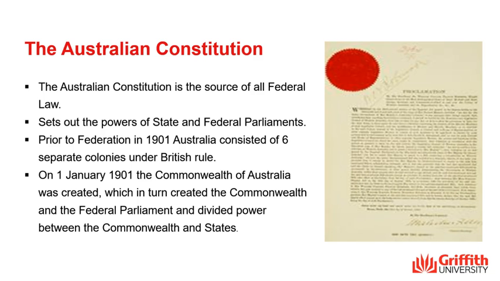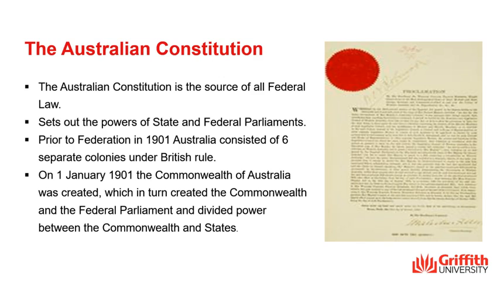So the Australian Constitution is the source of all federal law. And in fact, in its own sense, it's also the source of state law, because it says within it what is in the remit of the federal government and what is in the remit of the state government. The Constitution sets out the powers of both the state and federal government.